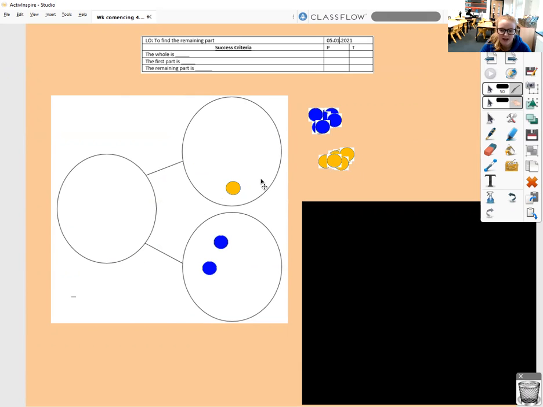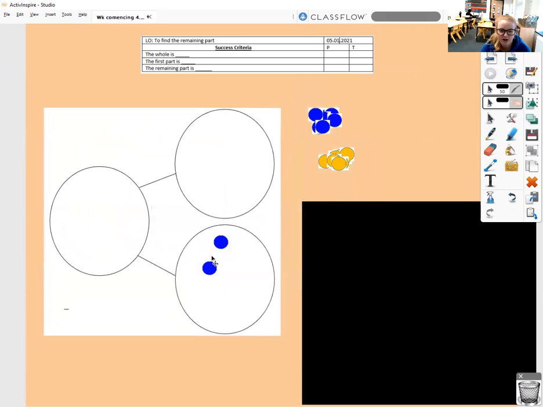Just before we do another one, can we check that everybody knows which is the whole in the part-whole model? So can everybody point to the whole? 3, 2, 1, go. Right, this is your whole, because this is where all the arms are coming out from. Can everybody point to one of the parts? Go. These are your parts. So make sure you don't get those mixed up, because that's really important. So let's try another one.